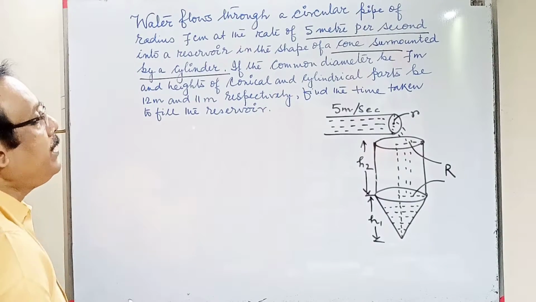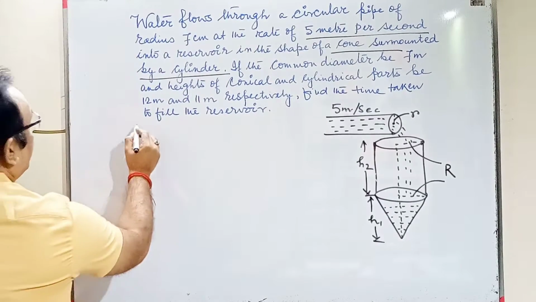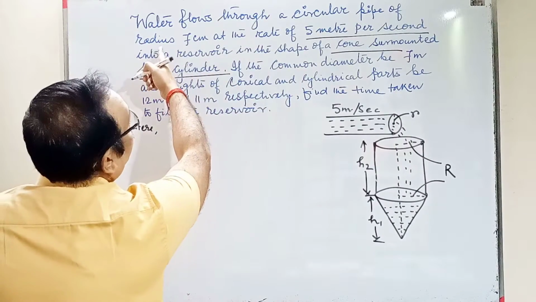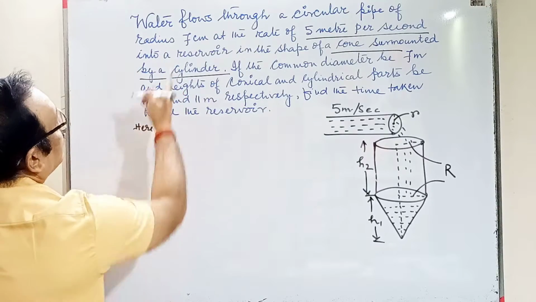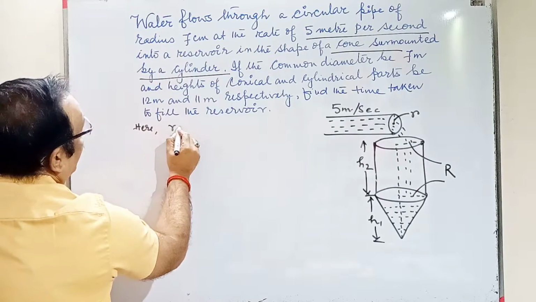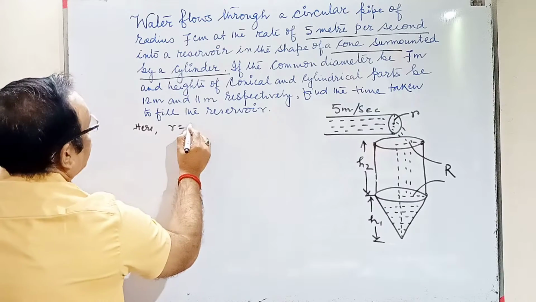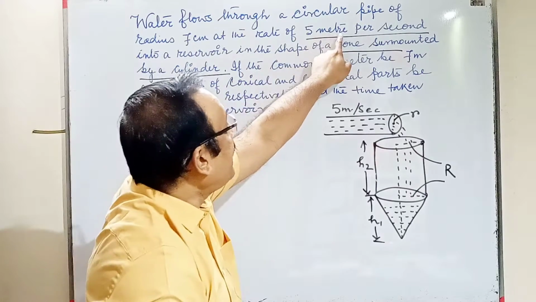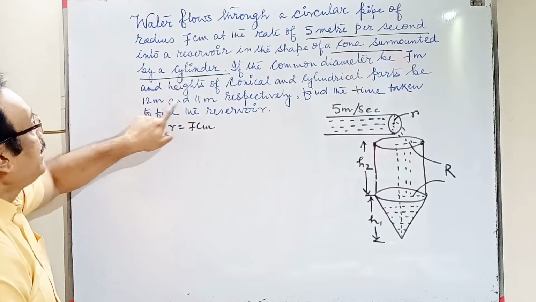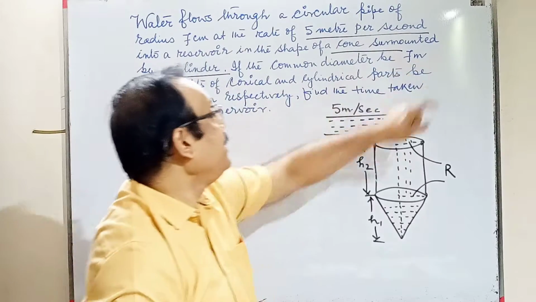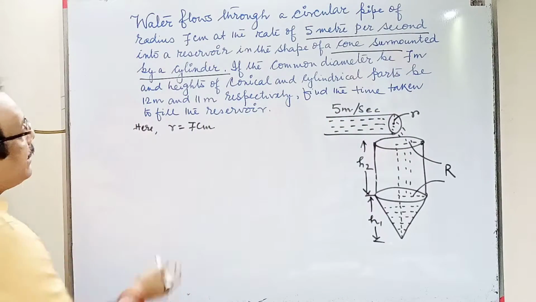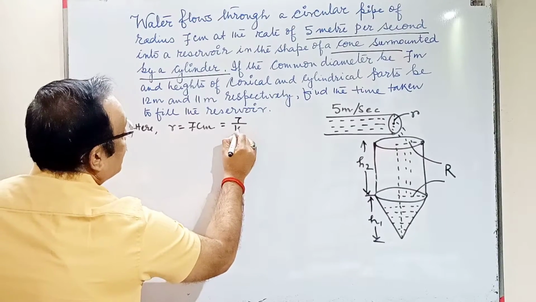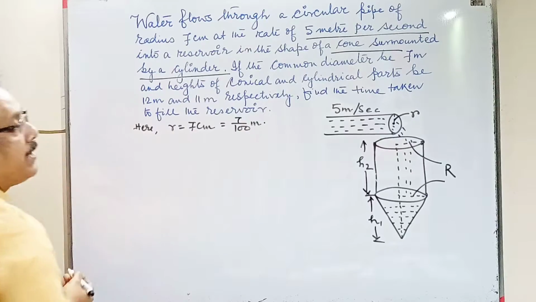So what are the informations given as per in the question? So here the radius of the pipe, small r, is 7 centimeter. But see, all other, this is 5 meter per second, this is 12 meter, this is 11 meter, this is 7 meter. So since all are in meter, I'll convert this one also into meter. So how can I do it? 7 centimeter means 7 by 100 meter. I've converted this one into meter.